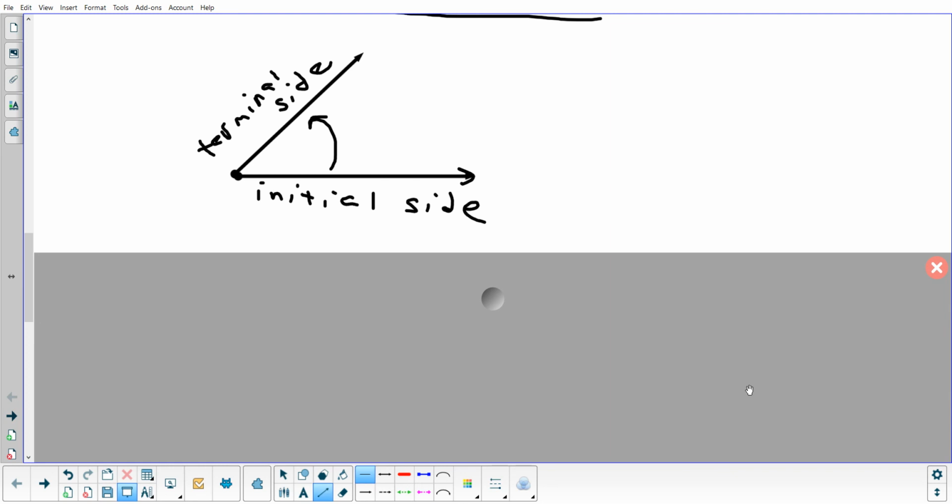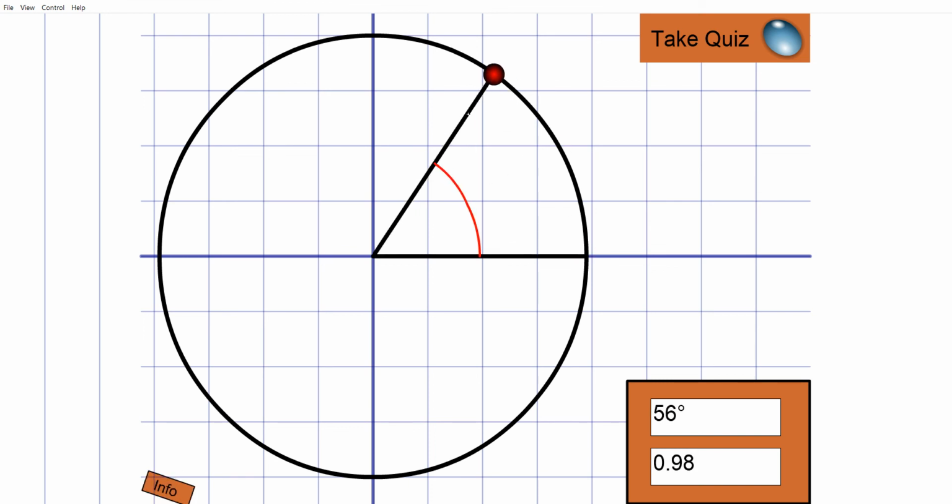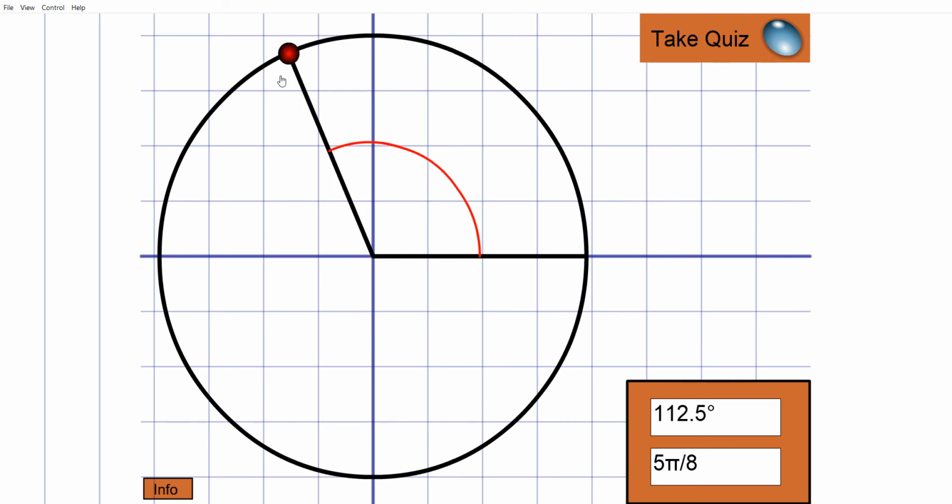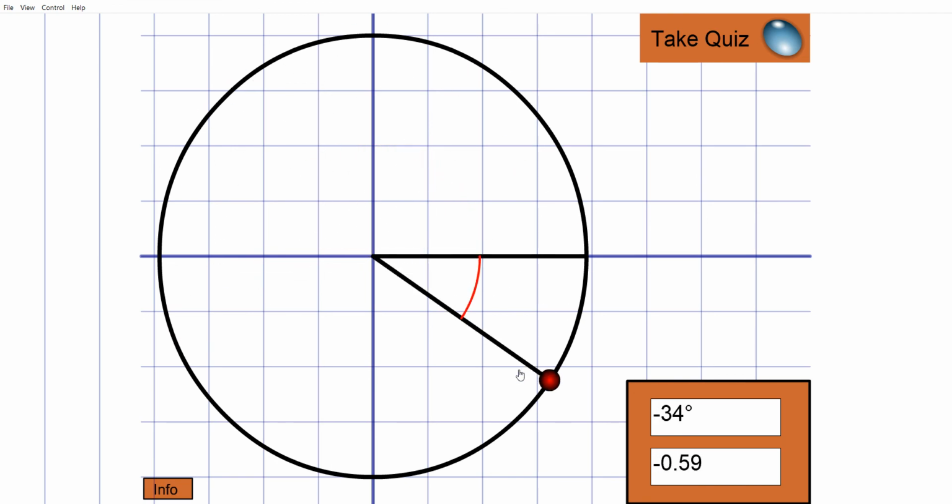So let me show you another example of drawing an angle with an initial and a terminal side, but I'm going to do it in a program. Here's an angle that I just drew. The initial side I can't move. It always stays horizontal. But the terminal side, I can put wherever I want. And if you notice, there are really two directions that you can rotate to move the terminal side. I can either rotate it counterclockwise, and if I do that, notice what kind of number I get. Or I can go clockwise, and if I go clockwise, I get a negative angle.